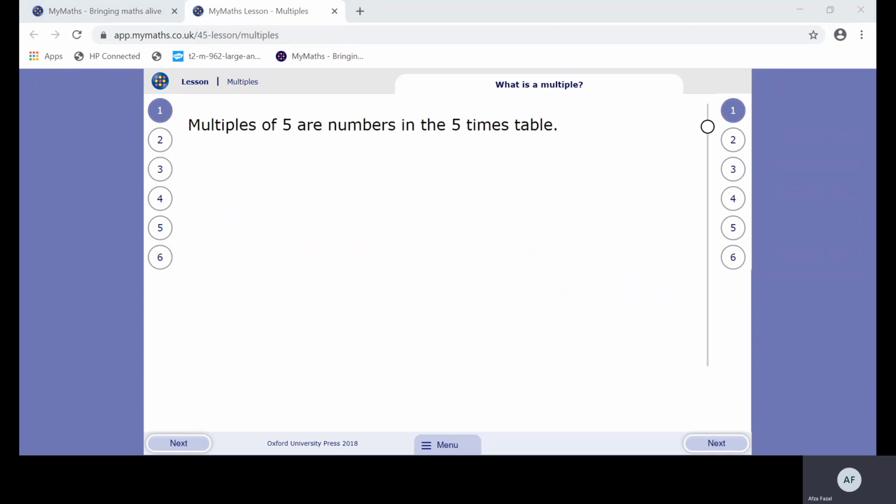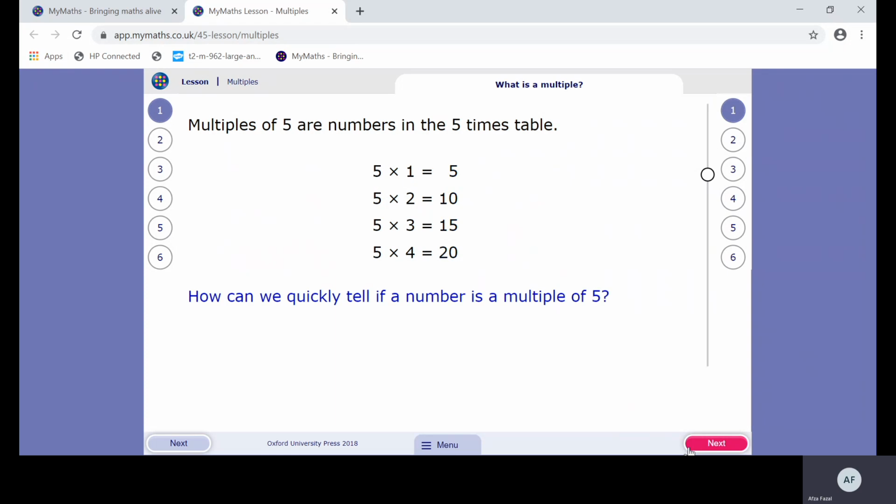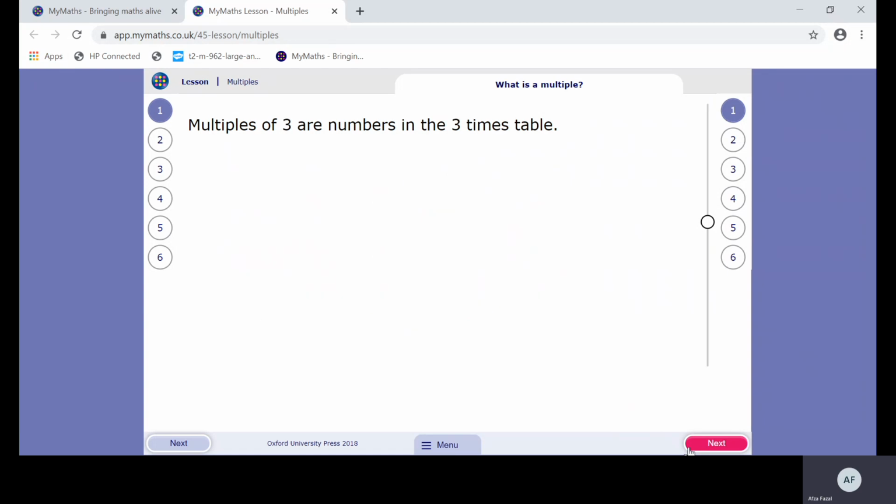Going to the beginning, multiples of 5 are numbers in the 5 times tables. 5 times 1 is 5, 5 times 2 is 10, 5 times 3 is 15, 5 times 4 is 20. Those are your answers. So your answer is your multiple, okay? So the last digit has to be a 0 or a 5 in the 5 times tables.